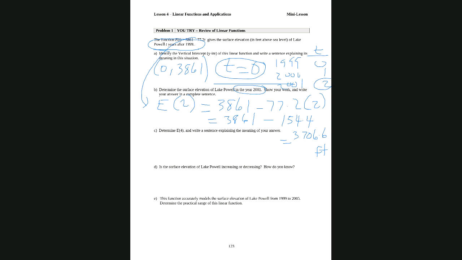C says determine E of 4. So that means t is equal to what? 4, because we put it in for us. And write a sentence explaining the meaning of your answer. So E of 4, again, you do the same thing: 3861 minus 77.2 times 4. So this should give us 3861 minus 308.8, which gives 3552.2 feet.